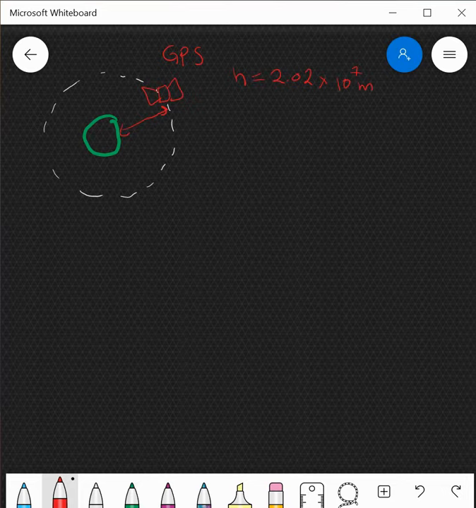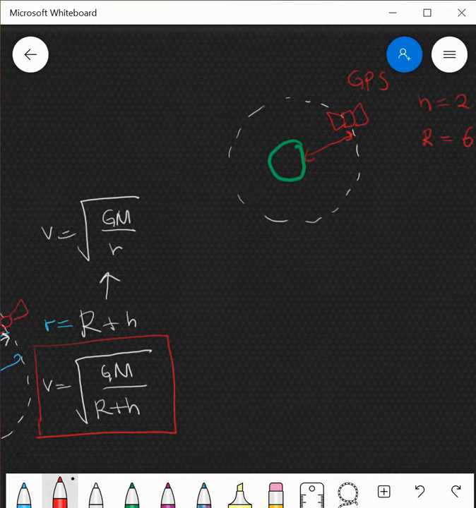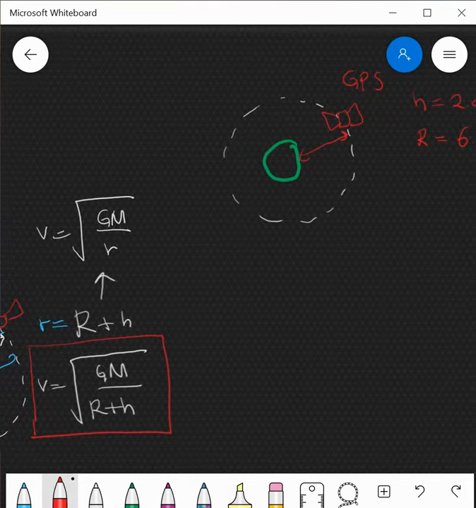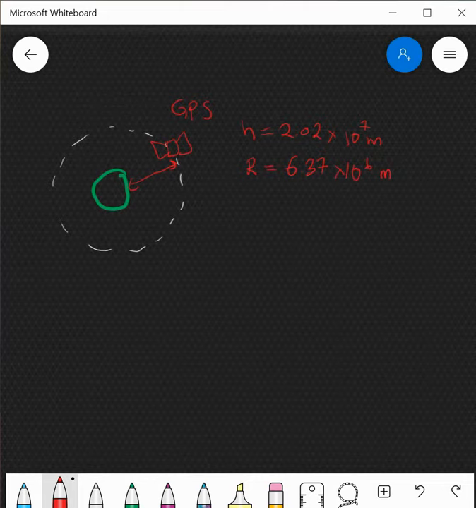The radius of the Earth, as you should know by now, is 6.37 times 10 to the power of 6 meter. I don't expect you to memorize the radius of the Earth or the mass of the Earth, they will be given. And what else do we need? Let's look back at the equation. V equals square root of GM over R plus H. The question asks what is the speed of the GPS satellite.